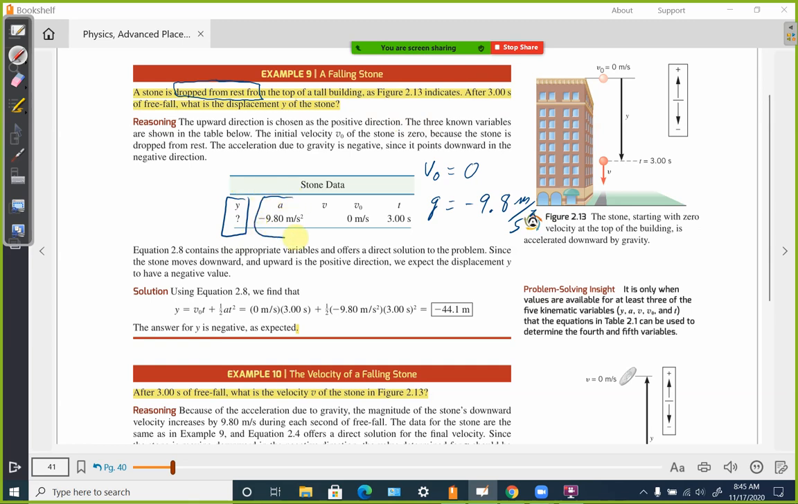We know my acceleration. We don't know v final, right? But we do know v initial. And we were told 3 seconds, so we have that. Well, okay. It says, what is the displacement?